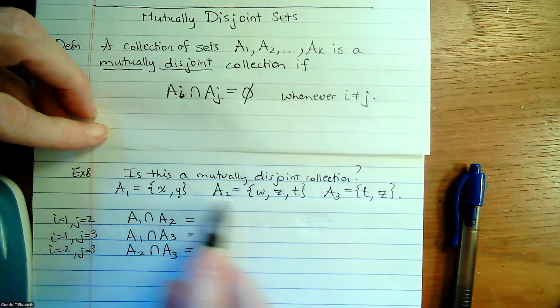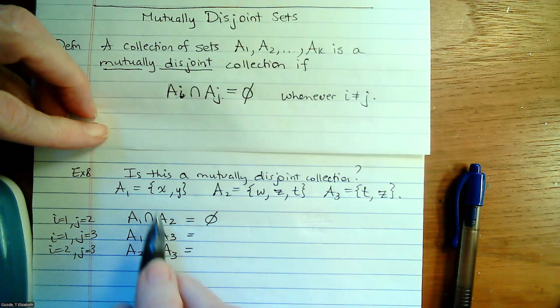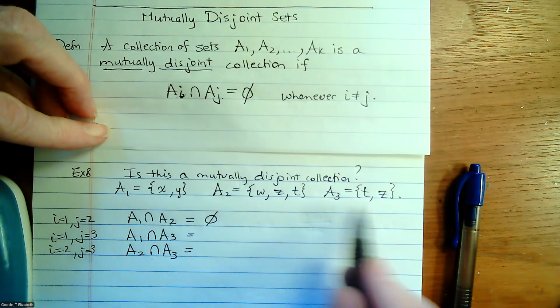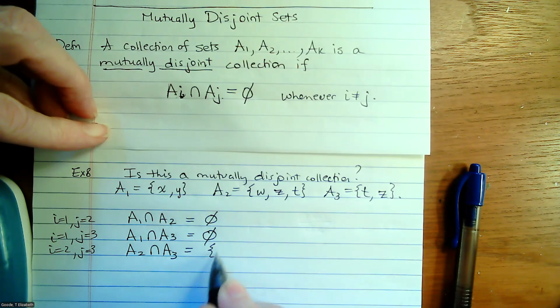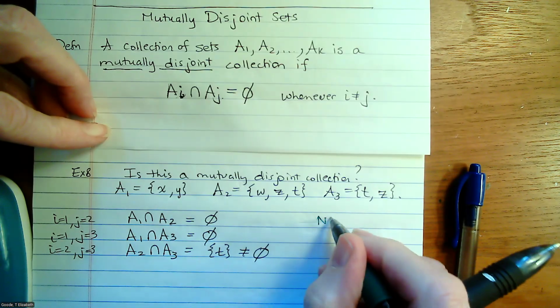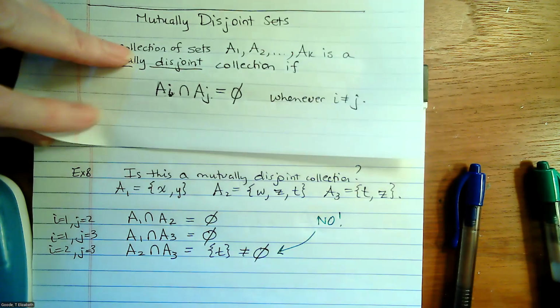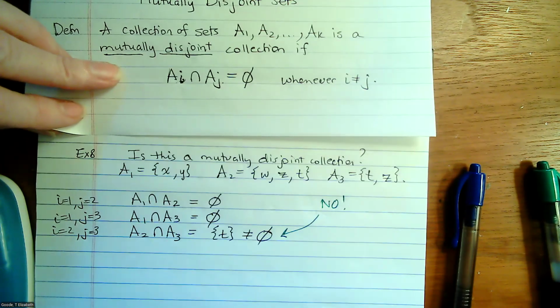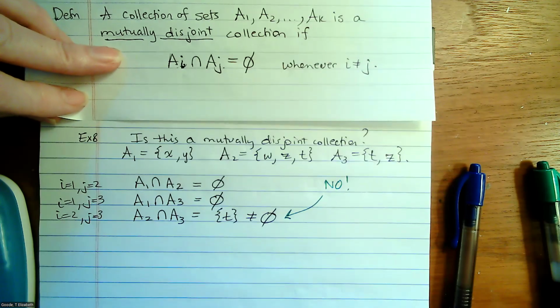When we intersect A1 with A2, they don't have any elements in common, so that's empty. What about A1 with A3? Do they have any elements in common? No. What about A2 and A3? Yes, they do, and that's not empty. So the answer is no. Any two, you have to look at them pairwise.